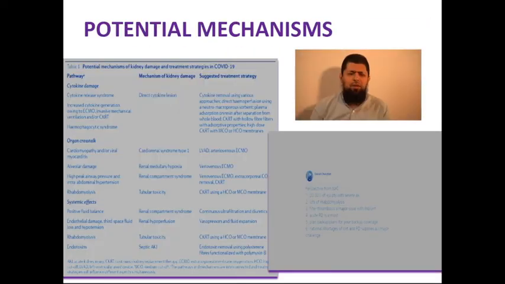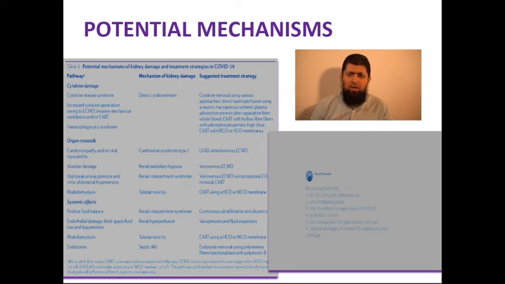AKI. This figure, which was shown in Dr. Hemeda's presentation, shows the potential mechanisms of acute kidney injury in COVID-19 patients. We have the cytokine release syndrome, and also the secondary hemophagocytic syndrome. To differentiate between both, you should look at the serum ferritin level, which is shooting up in case of secondary hemophagocytic syndrome, and also the bone marrow is diagnostic for sure.